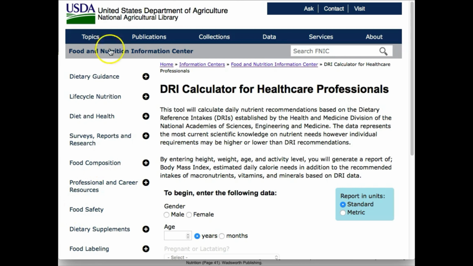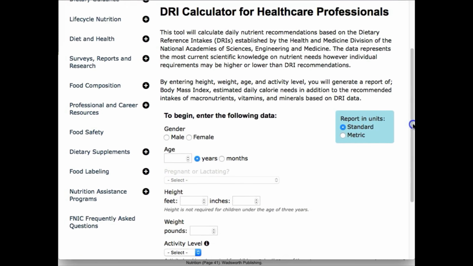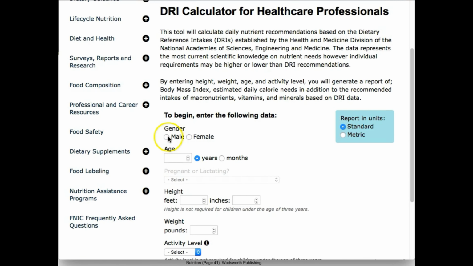Here I have the USDA DRI calculator. At the DRI calculator, you'll be asked a variety of questions. The first is your gender, I'm male. The next is your age, I'm 49 years old. Next is your height, I am 5 feet 11 inches tall.